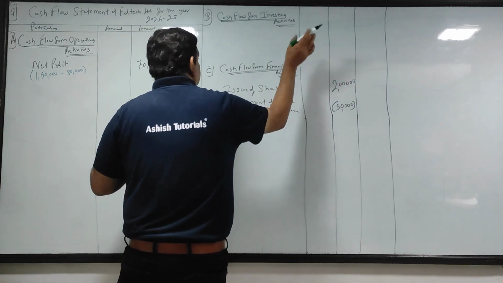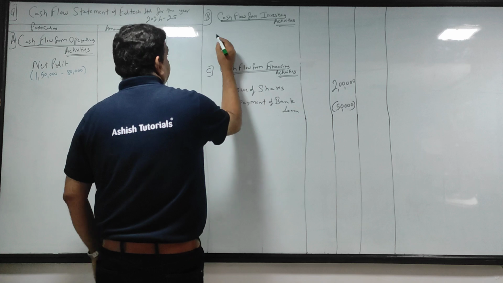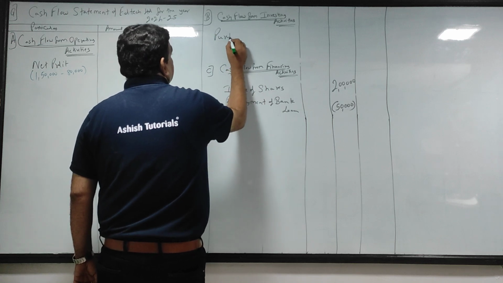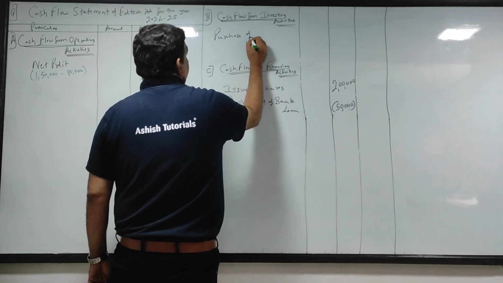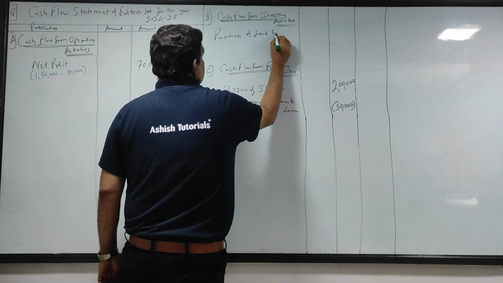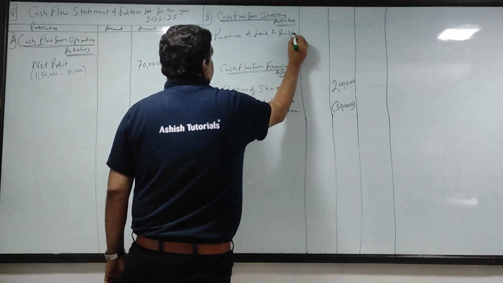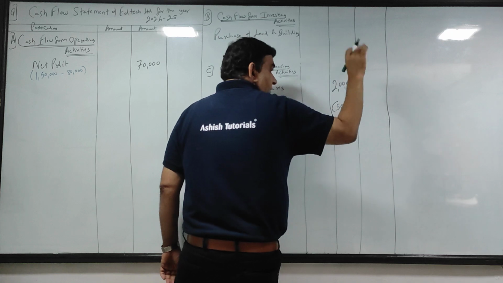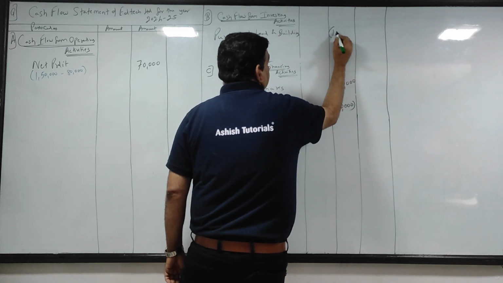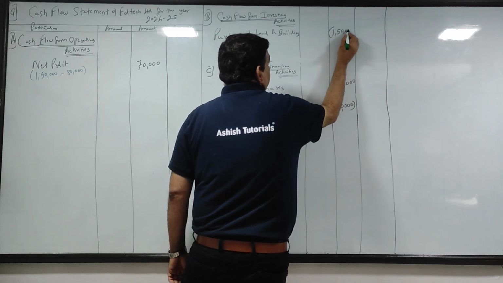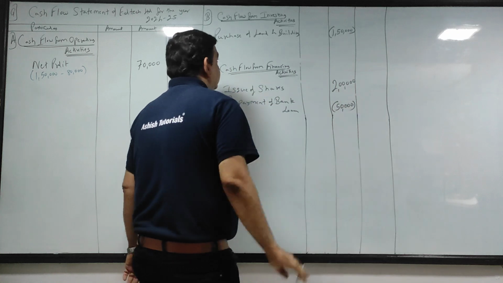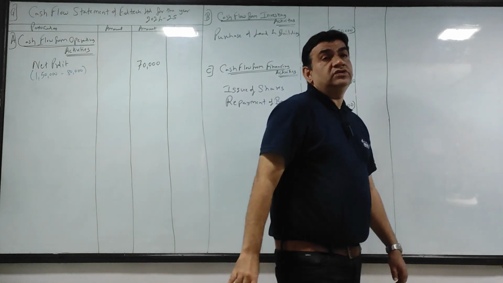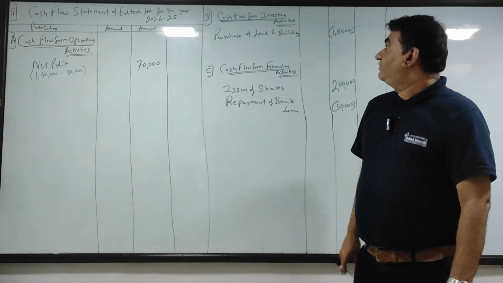So come here, cash flow from investing activities, purchase of land and building. Purchase, you are paying, so in brackets 1,50,000.